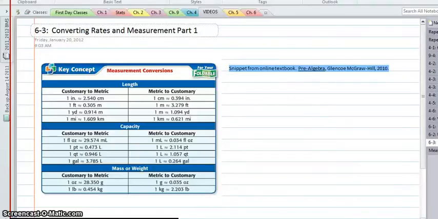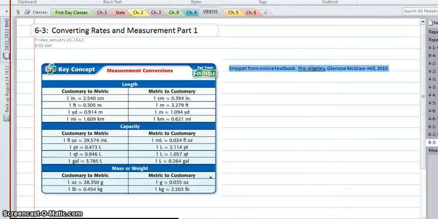Okay, today we are going to convert rates and measurement. We will spend a few class periods on this. Make sure that you have your calculator and the handouts given to you in class, especially the handout that has the measurement conversions chart on it. This is from your textbook, but I just wanted to make sure that you had it handy with you.